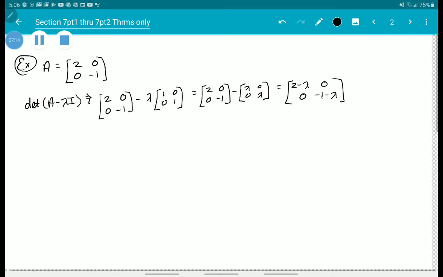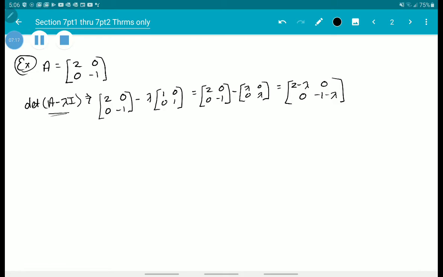Now, I want to pause here and show you why I like to do it this way. If we were to do it lambda I minus A, you'll get the same eigenvalues. But look at what's happening.